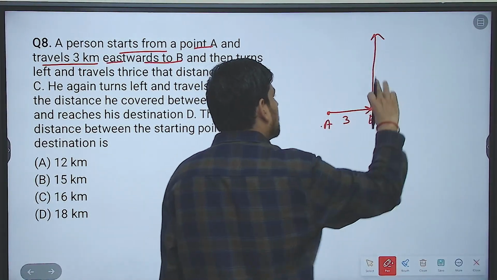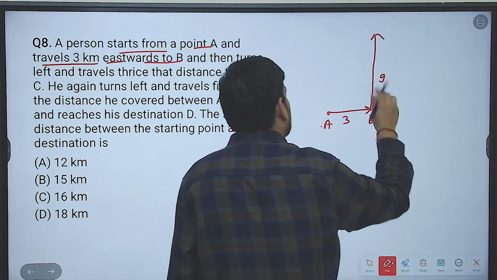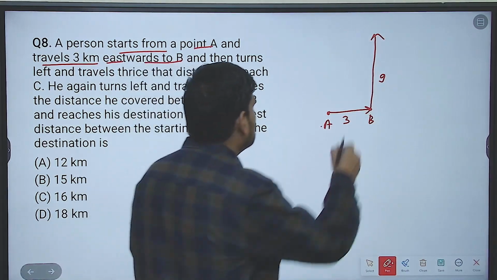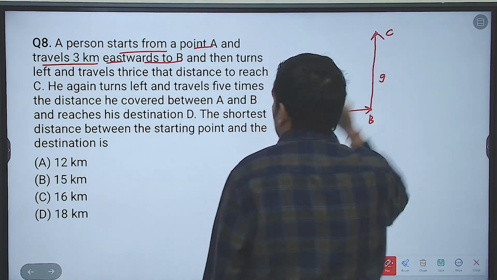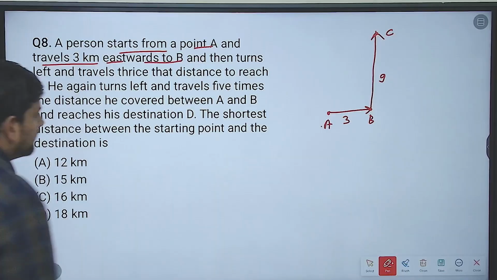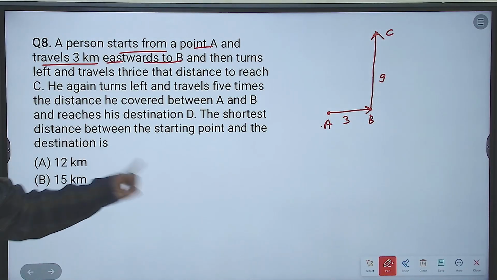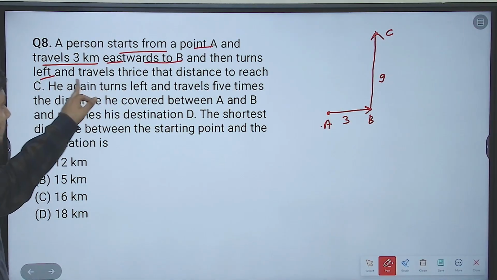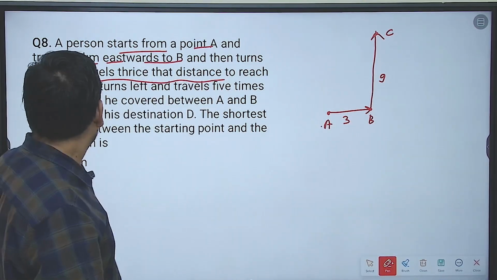So if this is 3, this will be what? This will be 9. 3, 3 to the 6, 3 to the 9. Now he reaches point C. Correct? A person starts from point A and travels 3 kilometers eastward to B, and then turns left and travels thrice that distance to reach point C.